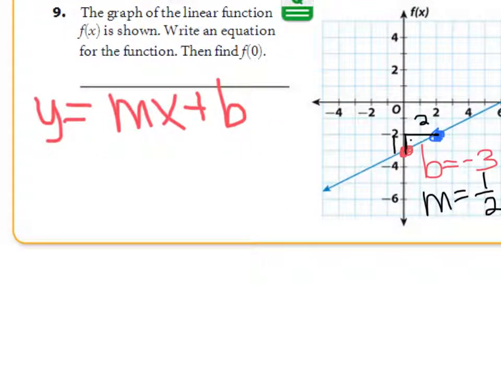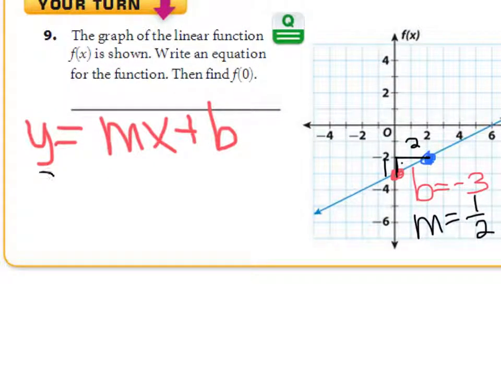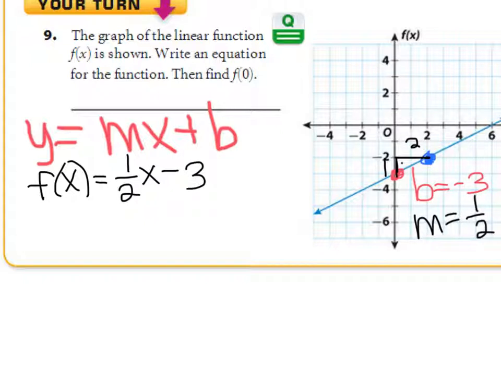We are asked to write a function, so I need to switch to the y for f of x. The m value, our slope, is 1/2, so 1/2 x. My b is a -3, so we don't want to put the plus, we want to put a minus. The next thing it asks you to do is to find f of 0.